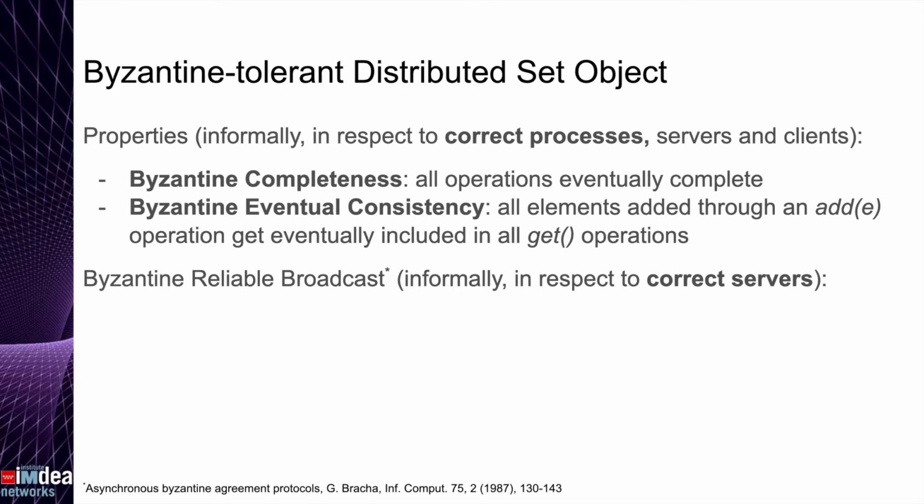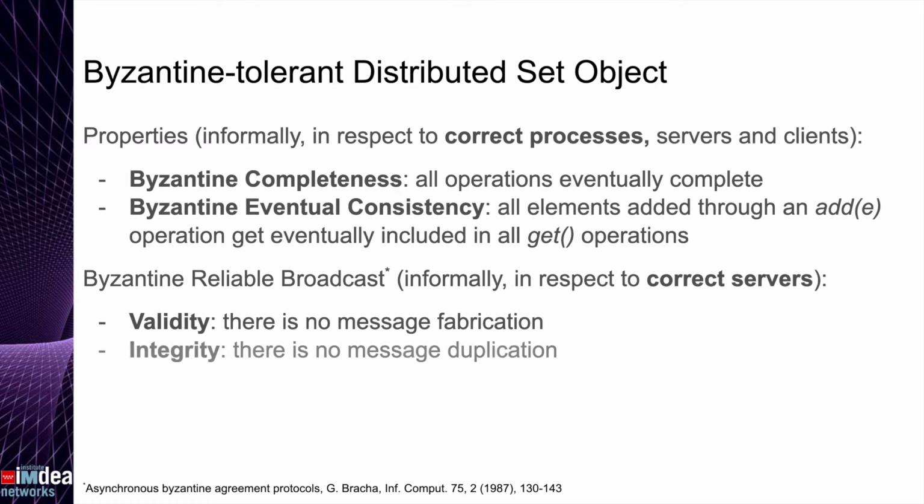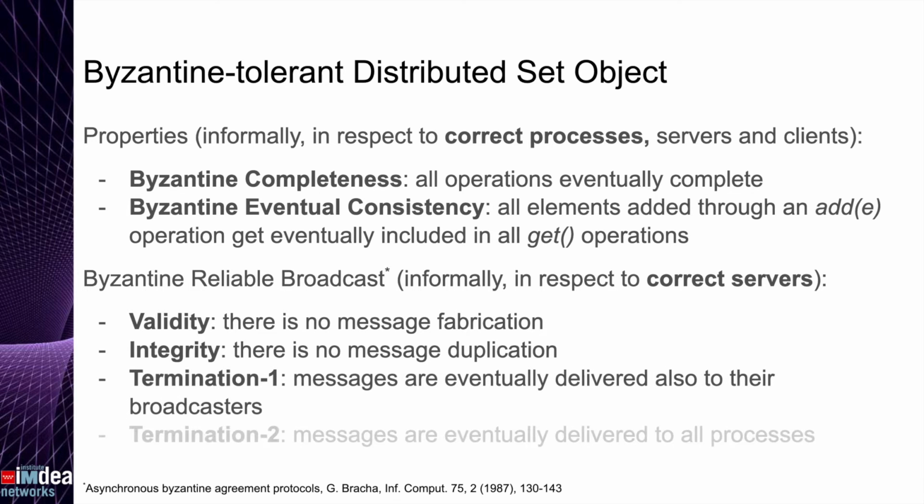That is a slightly weaker service with respect to the Byzantine Atomic Broadcast. In fact, it ensures these properties: the validity, that ensures that there is no message fabrication; the integrity, that there is no message duplication; and two termination properties, that the messages that are broadcasted are eventually delivered also to the broadcaster and to all processes.